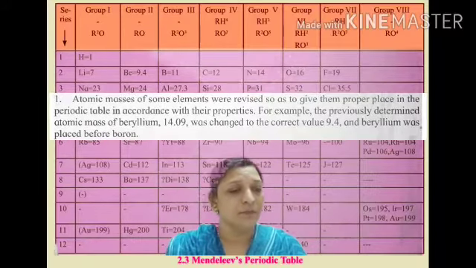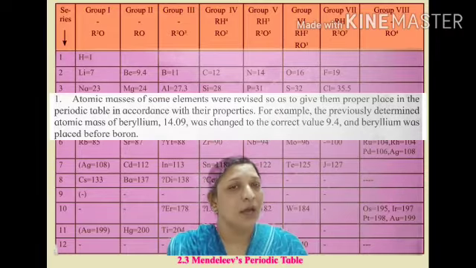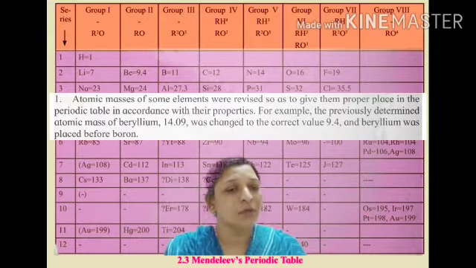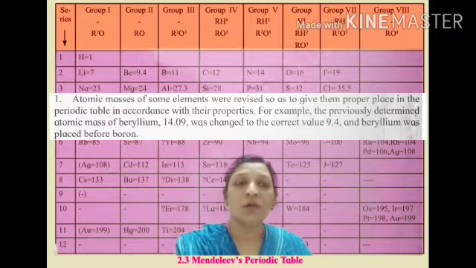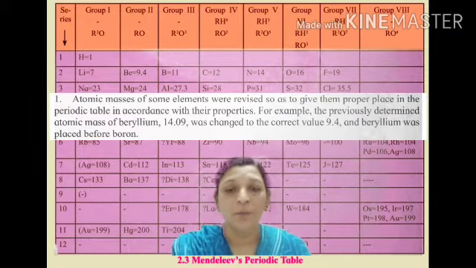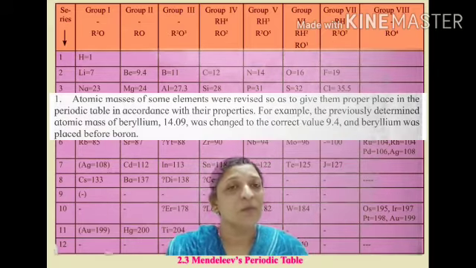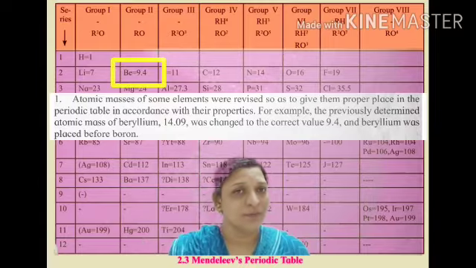For example, beryllium. The atomic mass of beryllium was previously known 14.09 and then later on it got corrected as 9.4, where in Mendeleev's periodic table, beryllium is placed in the correct place. Beryllium is placed before boron.